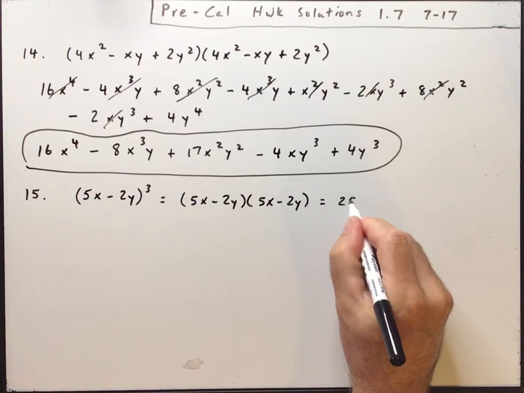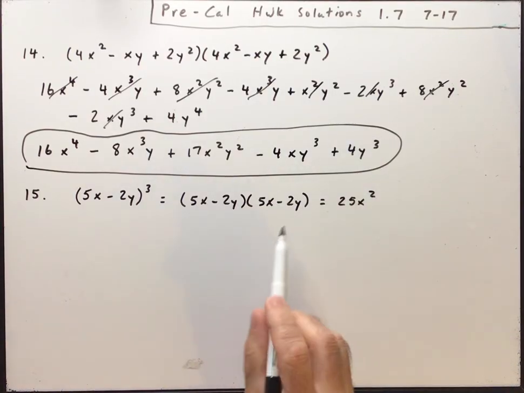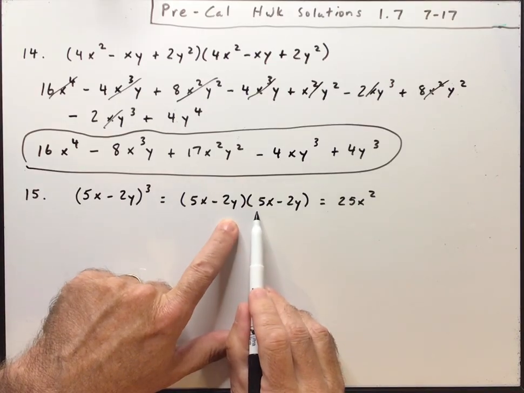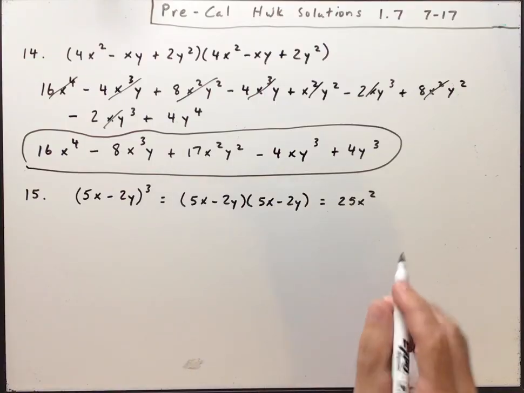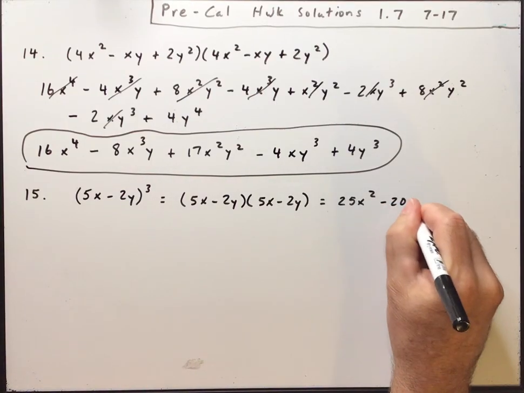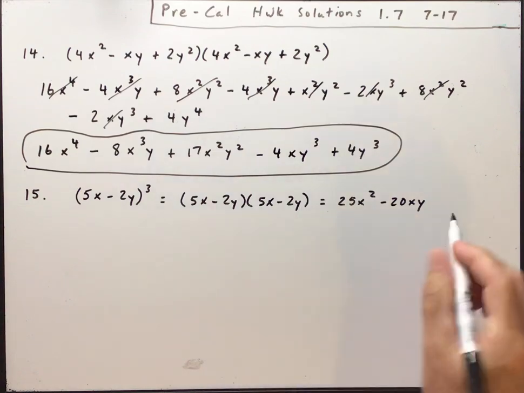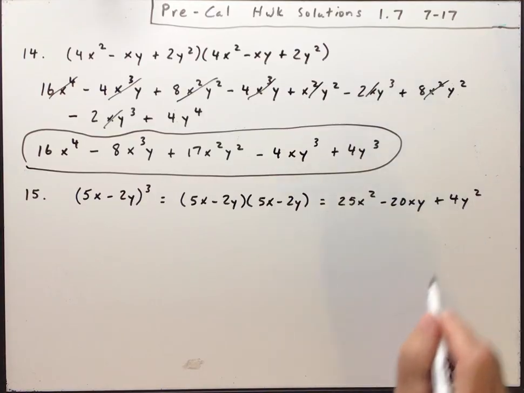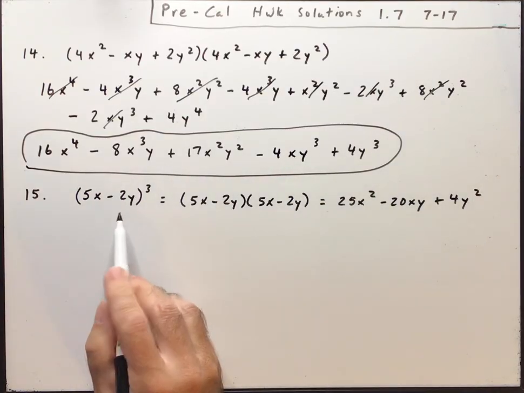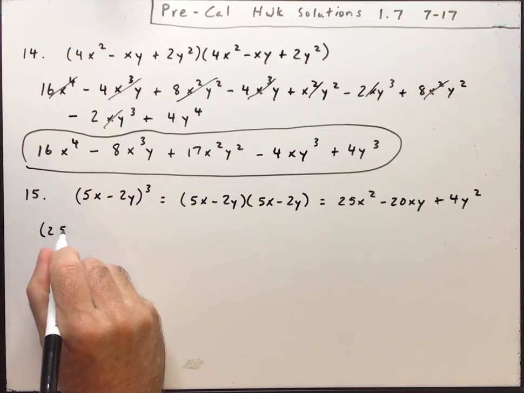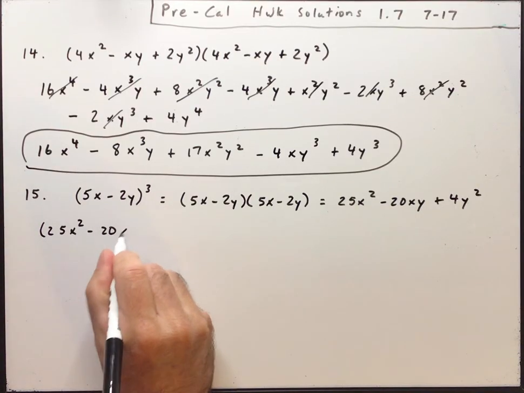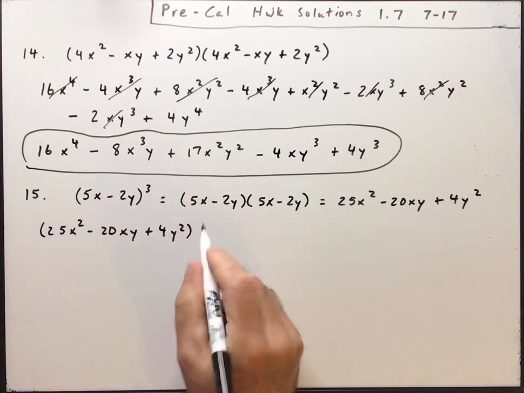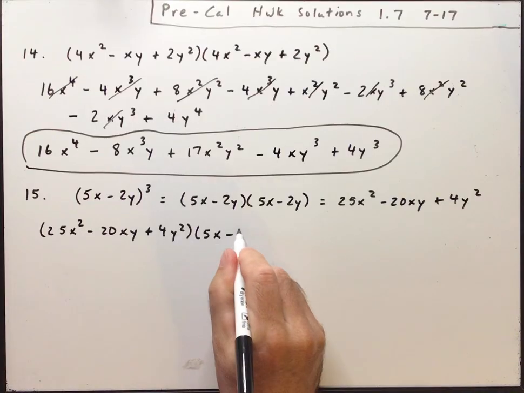5x times 5x is 25x squared. And then we've got the outer term, negative 10xy, and the inner term, negative 10xy. So add those two together and you get minus 20xy. And then negative 2y times negative 2y would be plus 4y squared. So that's this squared. Now we're going to take that, 25x squared minus 20xy plus 4y squared, and multiply it by another 5x minus 2y in order to cube it.